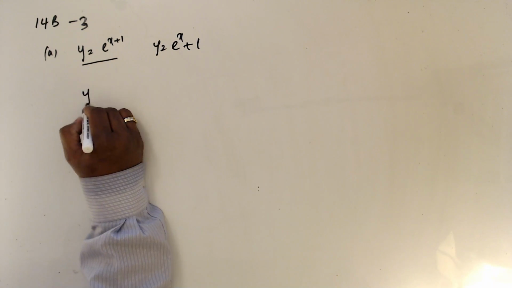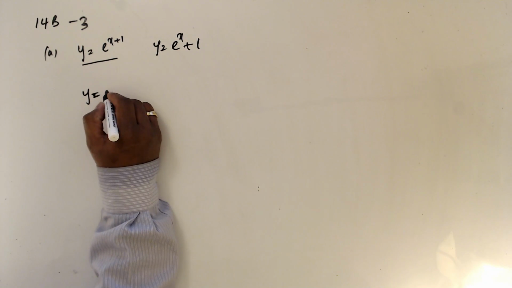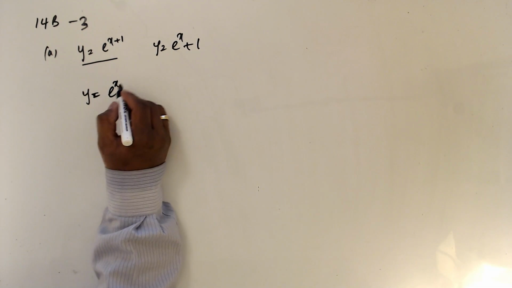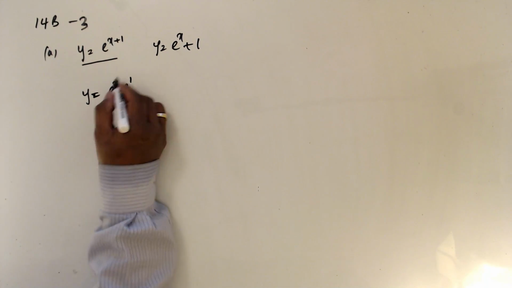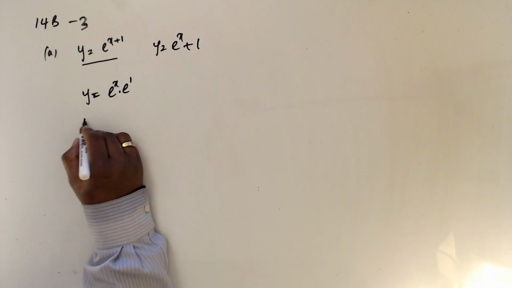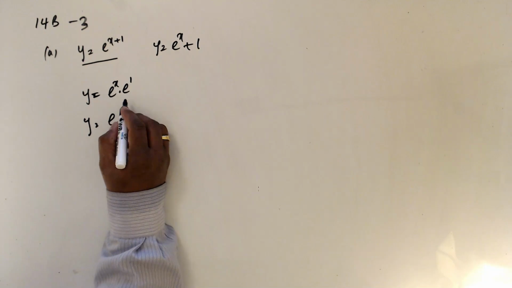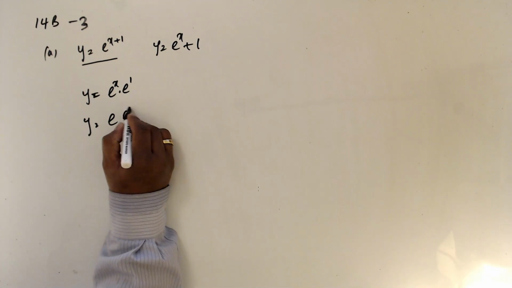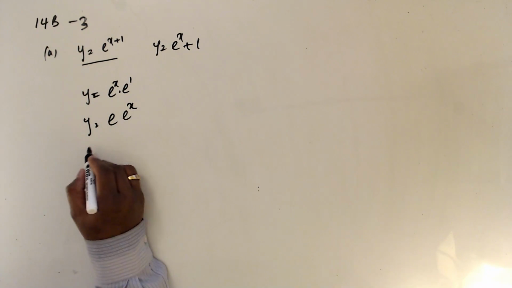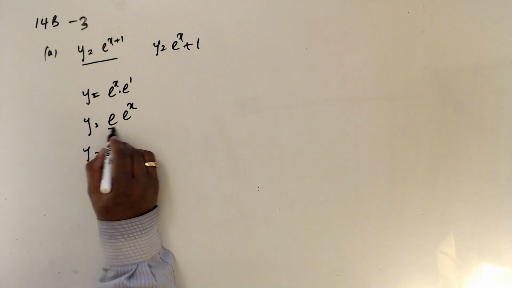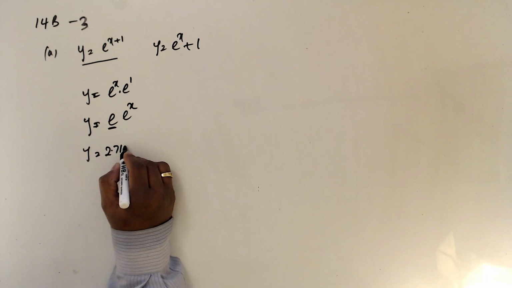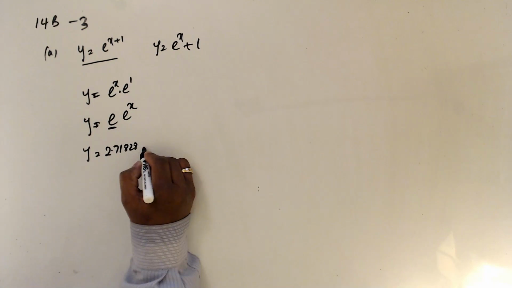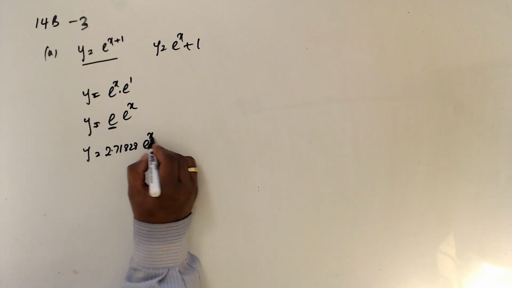So this is y equals e^x times e^1. That's why e^(x+1). So it means y equals e times e^x. Okay, I will replace this e value with 2.71828. I will leave this as e^x.